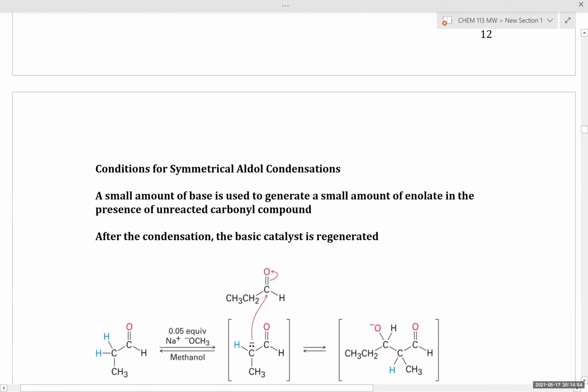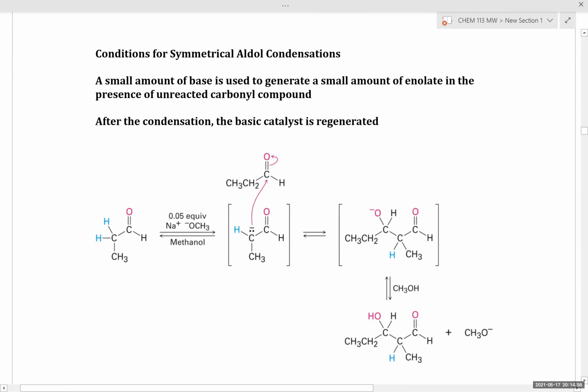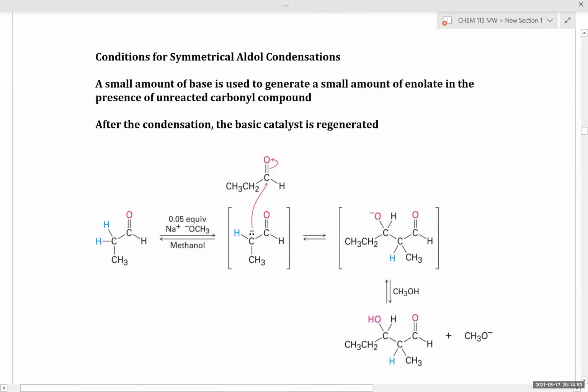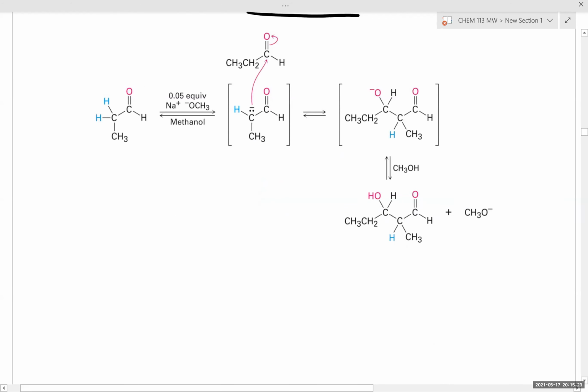Okay, so when we talk about symmetrical aldol condensation, such as the aldol condensation we observed in the previous example, symmetrical aldol condensations work best when you have a small amount of base used to generate a small amount of enolate in the presence of unreacted carbonyl compound. After condensation, your basic catalyst can be regenerated. And in this case, because we're using a relatively unhindered aldehyde, you can actually isolate this beta hydroxyaldehyde quite easily.